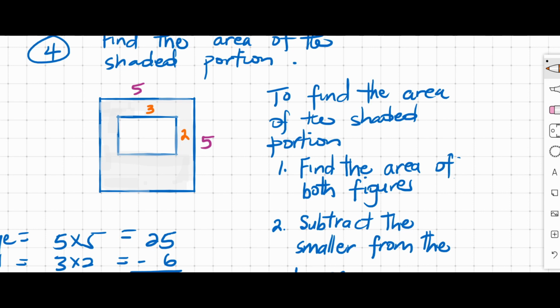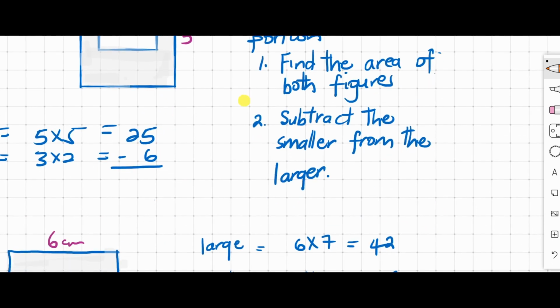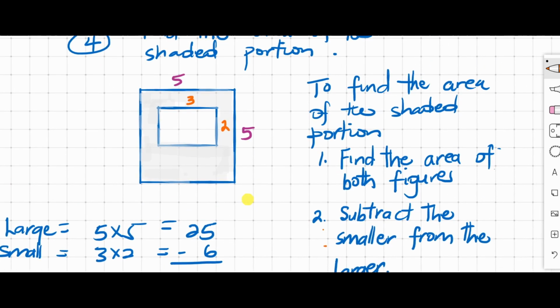So let's move now to number 4. It says find the area of the shaded portion. Let's think about this. To find the area of the shaded portion, first find the area of both figures. If we notice that there's a larger figure and a smaller figure, we need to find the area of both. Then we need to subtract the area of the smaller from the larger. So let's go through with this.